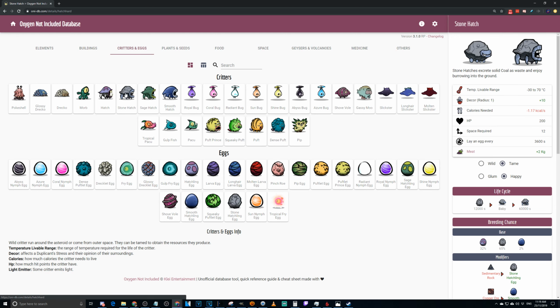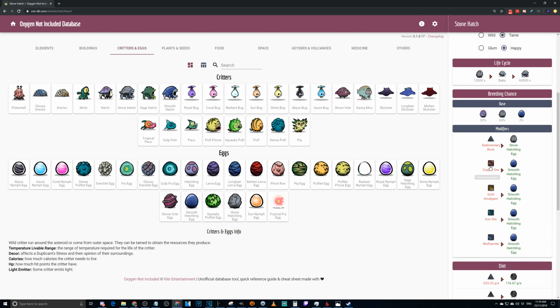How do I get stone hatches? Well, it turns out stone hatches live for this long. Their reproduction rate, where are we? Reproduction rate is, well, this is what they eat, and if you feed them sedimentary rock, you're going to get a higher chance of stone hatchling eggs. If we go back to normal hatches, we'll see sedimentary rock gives stone hatches, dirt gives sage hatches.